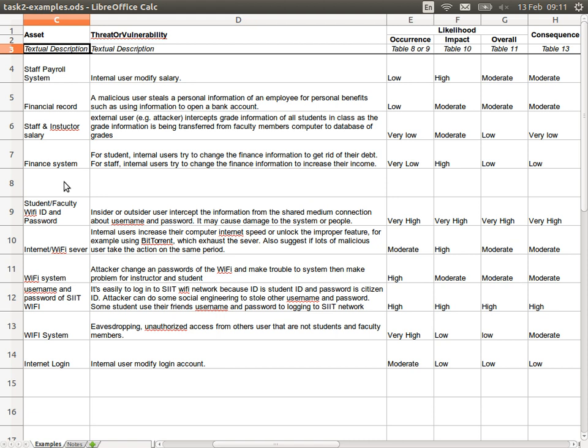But what's the impact, or what's the consequence of, if someone captures your password for the SIT login, what damage can they do? So again, there's no perfect answers here, but the purpose of this assignment and this task is just to make you think about what's the chance of things happening, and what are the possible impacts.